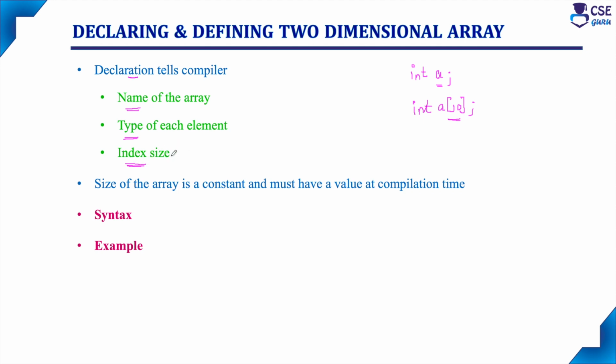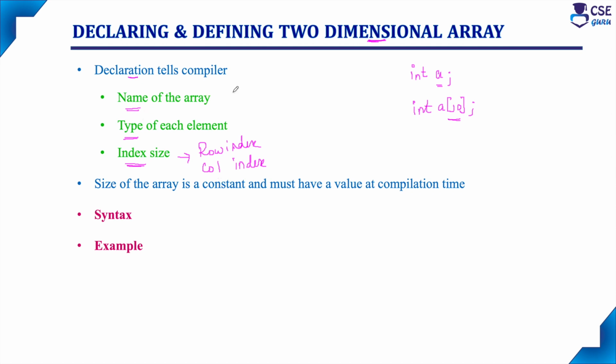In a two-dimensional array, we need to specify the row index as well as the column index. Two indices we need to specify. That's why it is represented as a two-dimensional array. So the index size, both we need to specify for row as well as column.